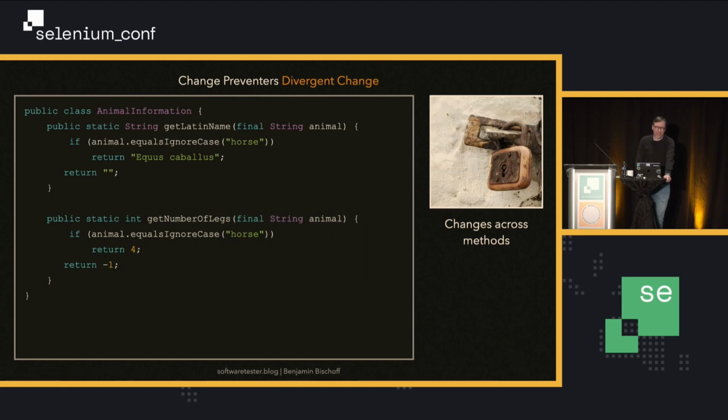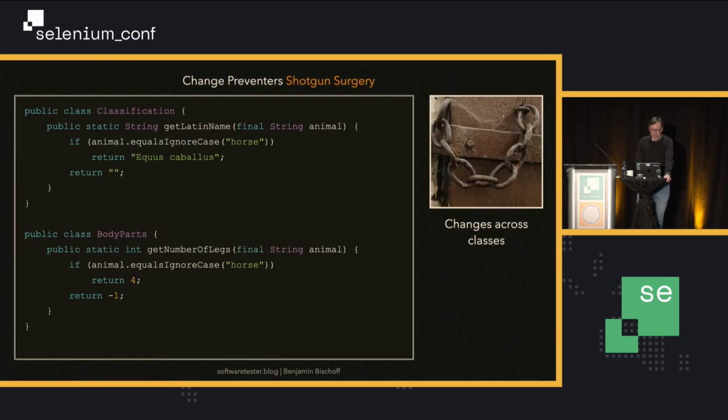For classes, this has probably one of my favorite names for code smells. It's called shotgun surgery, because you take out your shotgun and you shoot your change across the whole application, because this is something that you have to change across classes or implement across classes.